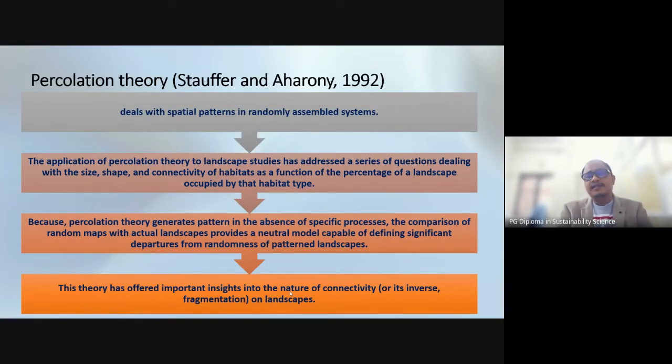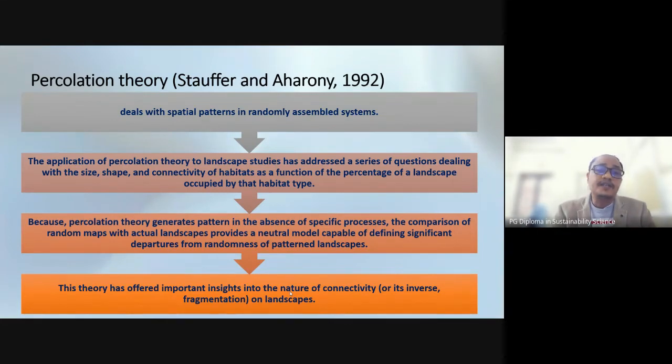Then the third one is percolation theory, which was proposed by Stauffer and Aharony in 1992, that deals with spatial pattern in randomly assembled systems, right? So the application of this percolation theory to landscape studies addresses a series of questions dealing with the size, shape and connectivity of different habitats as a function of the percentage of landscape occupied by that habitat, right? Because when we talk about percolation theory, it generates pattern in the actions of specific processes.